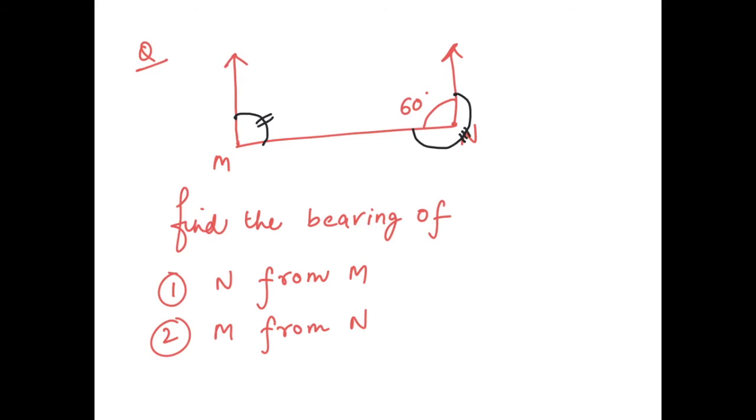So for the first question, we know already that this line and this line are parallel. The sum of them is 180. So it will be 180 minus 60. So it will be 120. So the answer of first part is 120. And the second part says M from N. We start from N until the line approaching N. So this angle, this is angle on a point. This is 60. So this will be 360 minus 60. So it will be 300. So the bearing for this answer is 300.